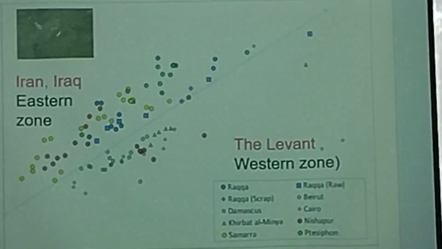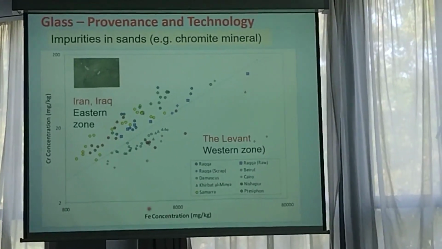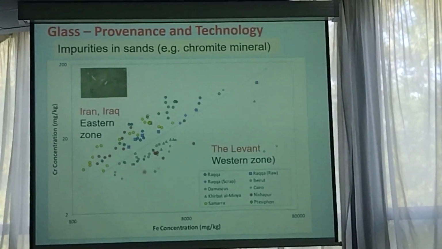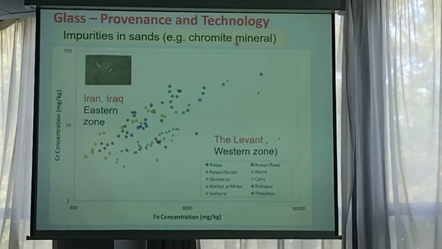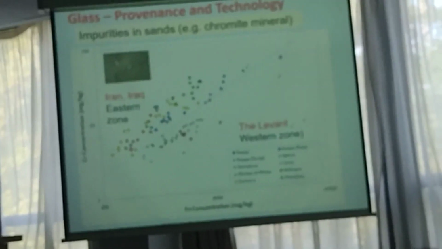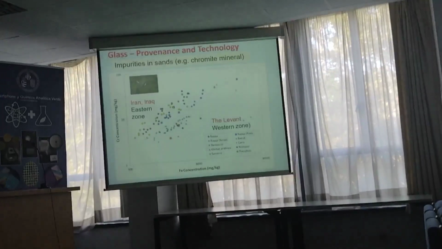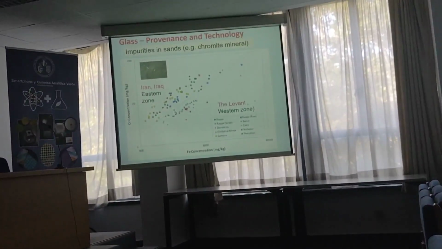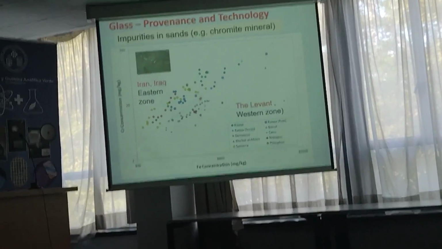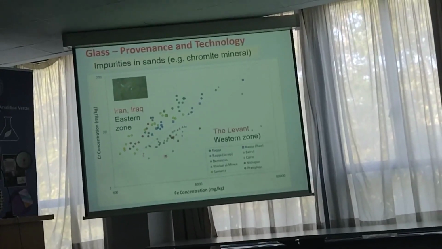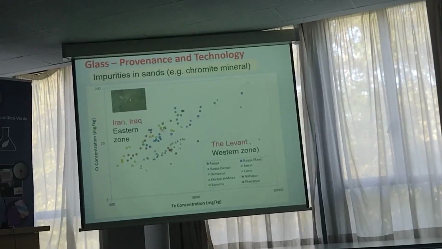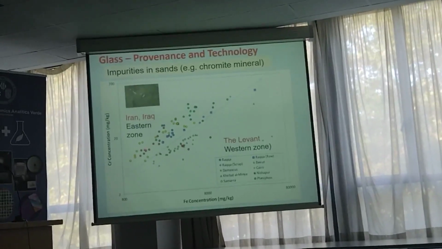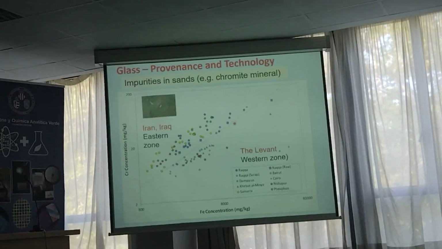So, okay, here we have quite a simple graph, which is just the iron concentration versus the chromium concentration. These are both elements that I would expect to find as impurities in the sand. So chromium from a mineral called chromite, and iron from magnetite or hematite or something like this. I should explain first: the western zone are in grey, and we see them down here. The eastern zone are mostly in colour, except for the Raqqa, which are in blue. And so the lower chromium ones are from the western zone, the higher chromium ones are from the eastern zone, and conveniently, many of the Raqqa samples sit in the middle between them.